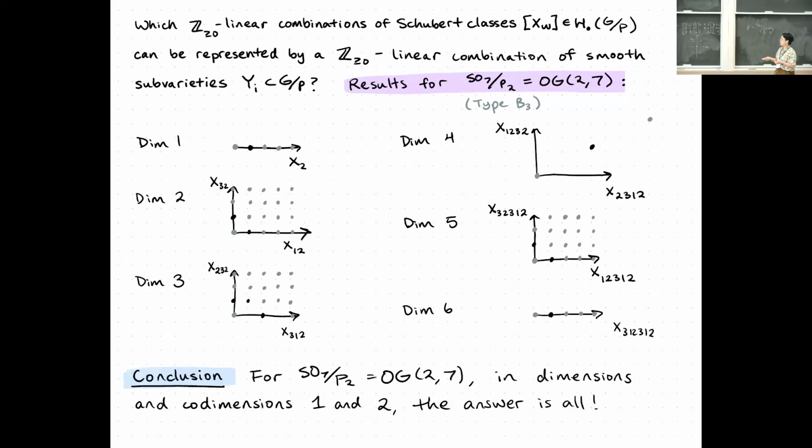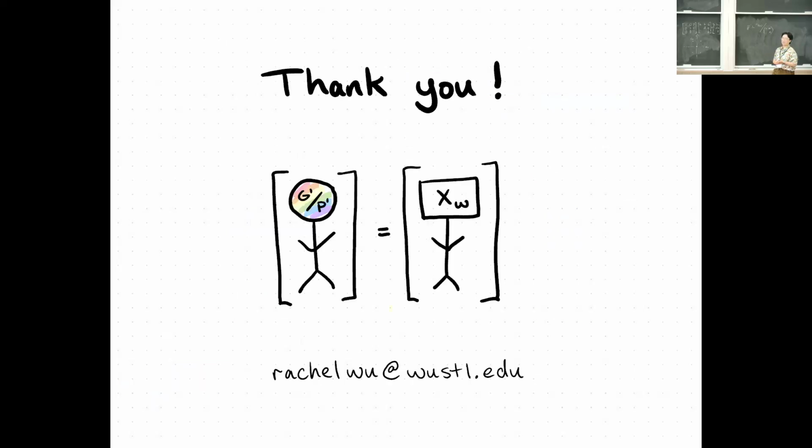And maybe I'll end by noticing that, at least in this case, in dimensions 1 and 2 and codimensions 1 and 2, so dimensions 5 and 6, the whole space being 7-dimensional, you can actually get all of them. Okay, I think that's all I had to say.